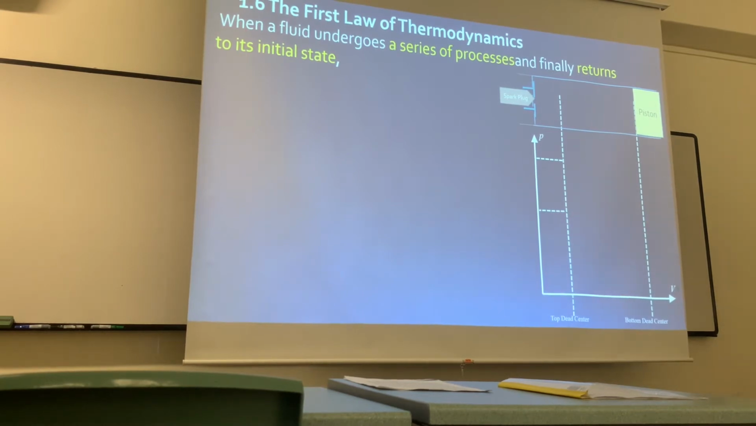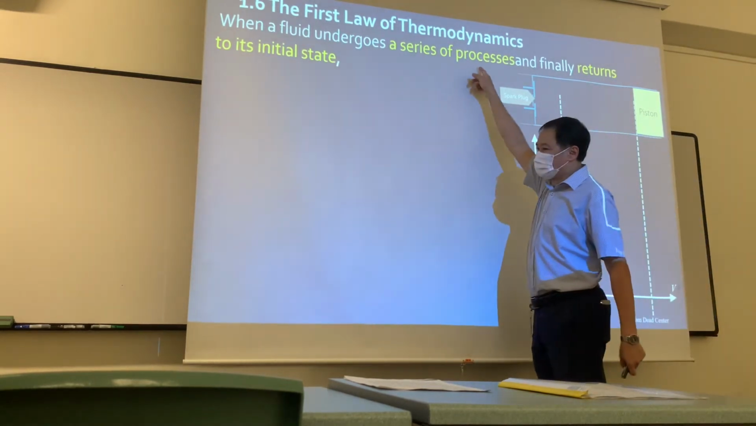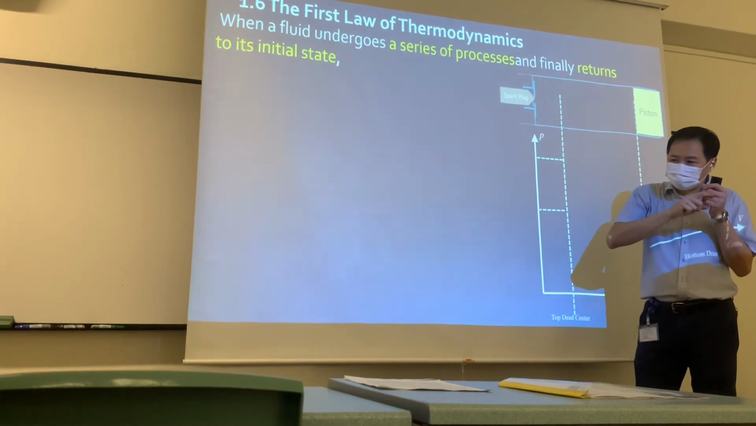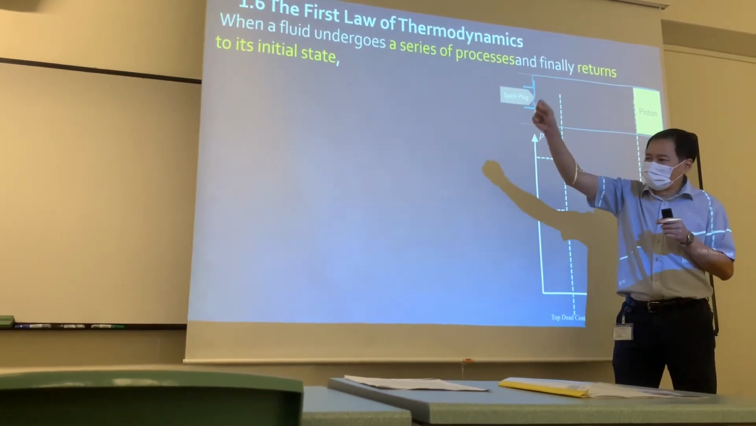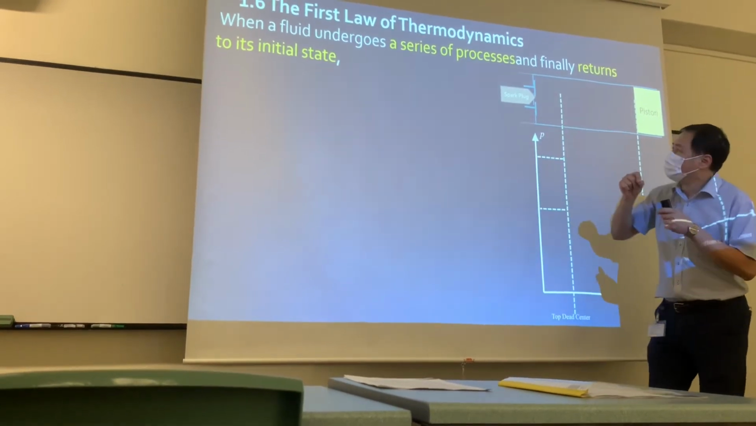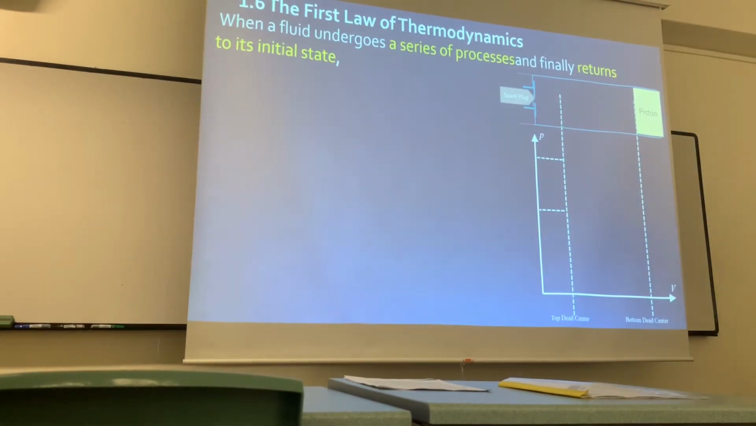This is something based on what you learn, based on the thermodynamic system, where a fluid undergoes a series of processes. What do I mean by a series of processes? Just now I said one single process, and you have another process after that, then another process, continuing until it finally returns to the initial state. It means after one complete cycle, it comes back to the original point.